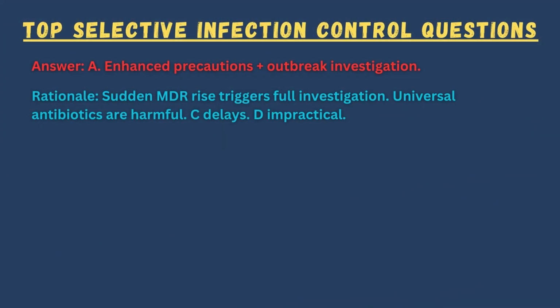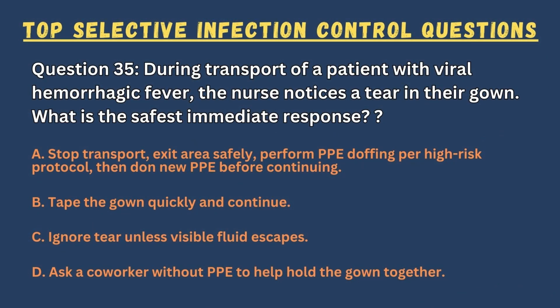Answer. A. Enhance precautions plus outbreak investigation. Rationale. Sudden MDR rise triggers full investigation. Universal antibiotics are harmful. C. Delays. D. Impractical. Question 35. During transport of a patient with viral hemorrhagic fever, the nurse notices a tear in their gown. What is the safest immediate response?